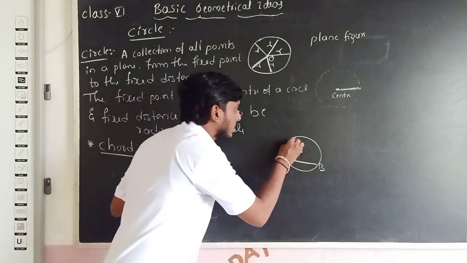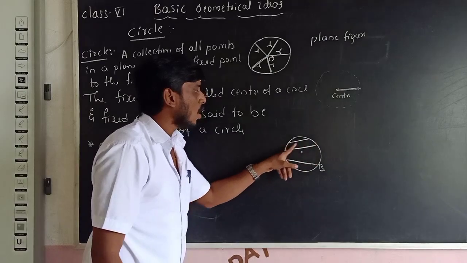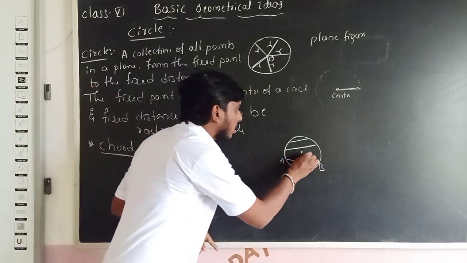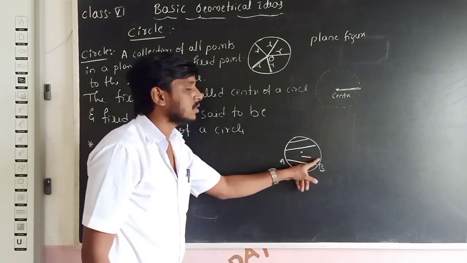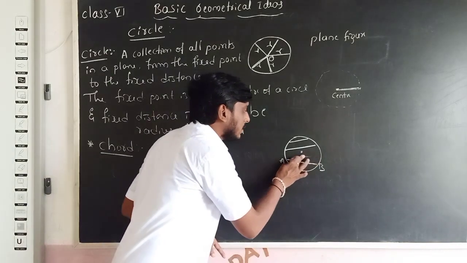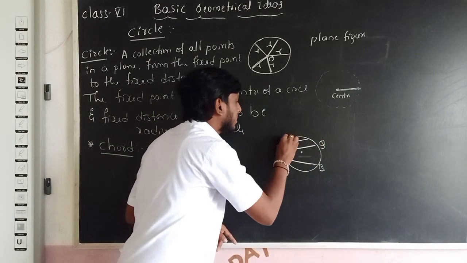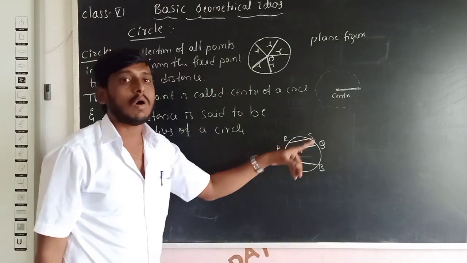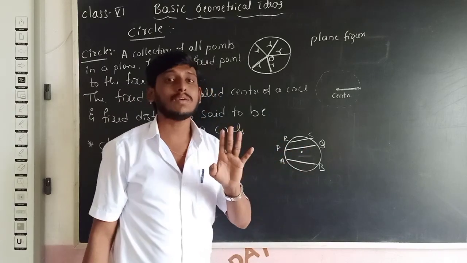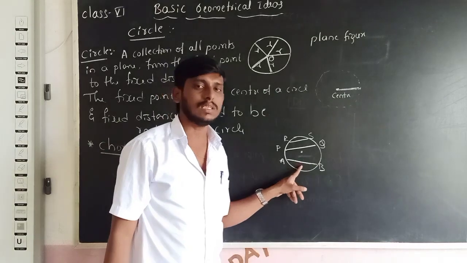The line segment. This is also a chord. This is also a chord, a line segment joining any two points on the circle. So this is not a chord. Why? Because its endpoints do not lie on the circle. Therefore, AB, PQ and RS are chords of a circle. Chords may be different. Chords cannot all be equal in the circle. See, this length is different, this one is different.